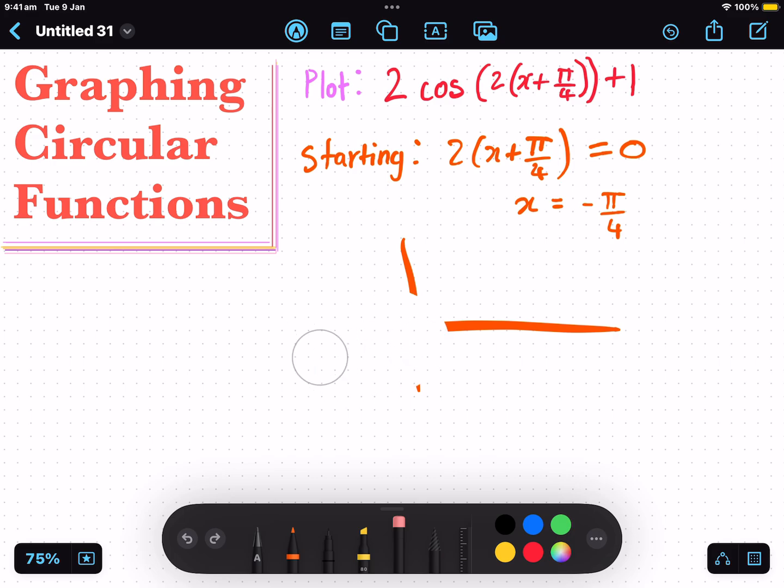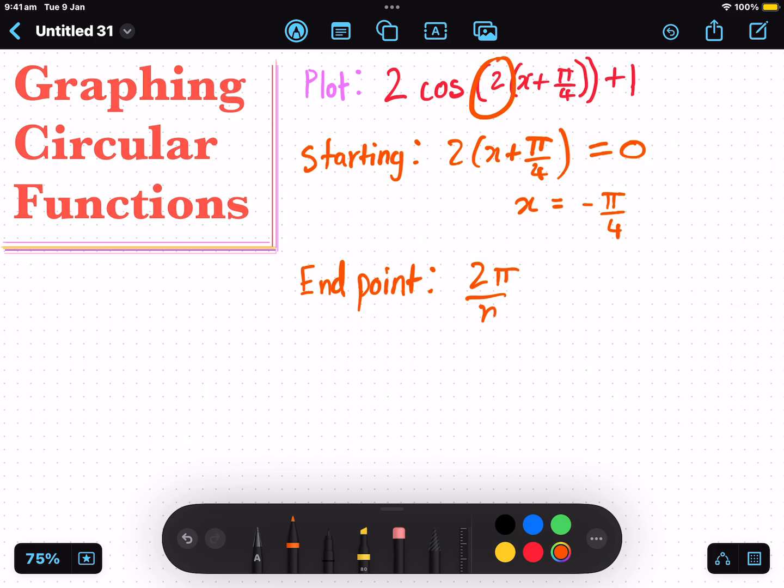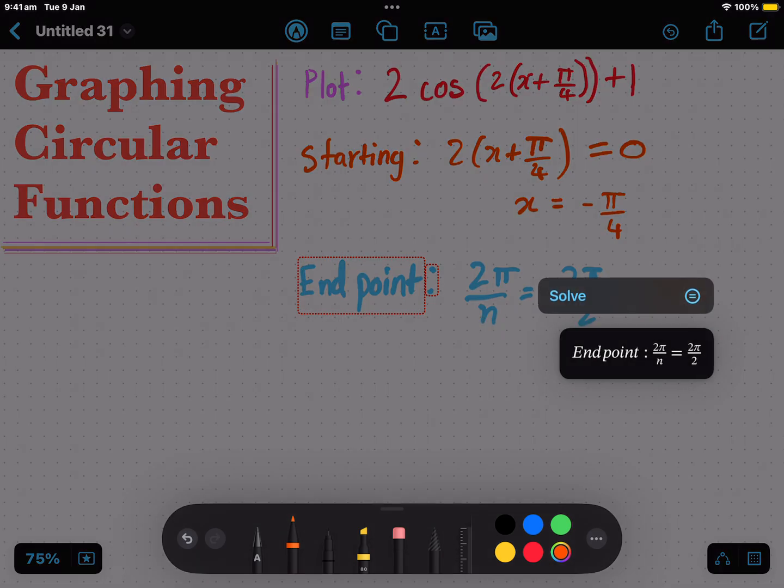So if you've got that concept clear, now we can move on to the next part, which is you obviously need an end. So where will be our end part of this graph? First we need to find the period. The period is always 2 pi over n, and this part is n. So this 2 would be n, or it could be any number, but for this graph it's 2. So 2 pi over 2. So our period is pi.